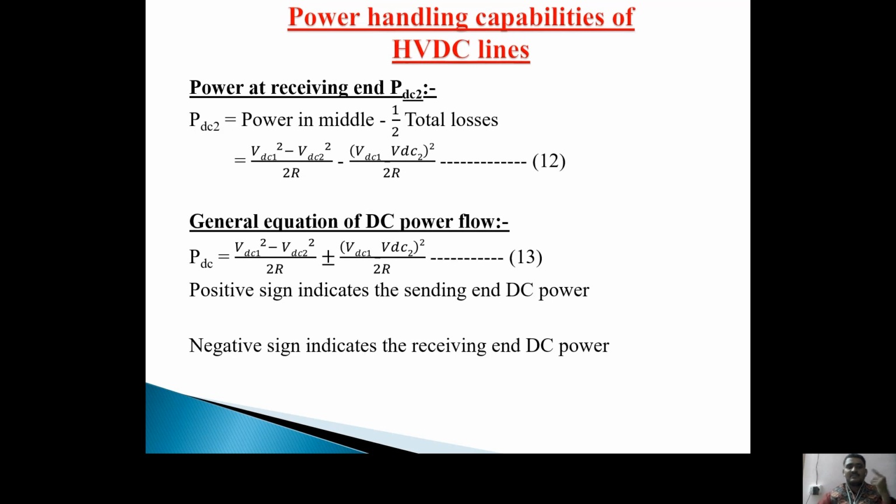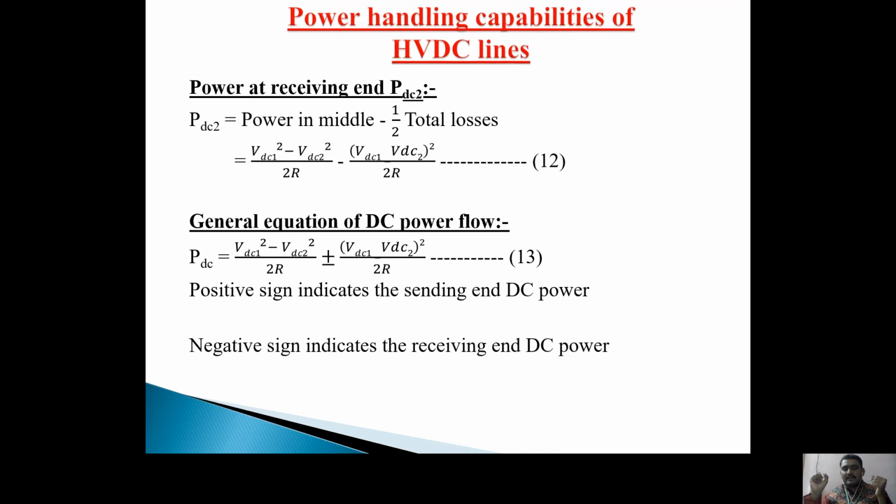So treat this equation as equation number 11. And after that we have to determine the power at the receiving end, that is PDC2. PDC2 is equal to power in the middle minus half into total losses. So you know already the power in the middle, that is (VDC1 square minus VDC2 square) by 2R, minus half into total losses, that is (VDC1 minus VDC2) square by 2R. So treat this equation as equation number 12.